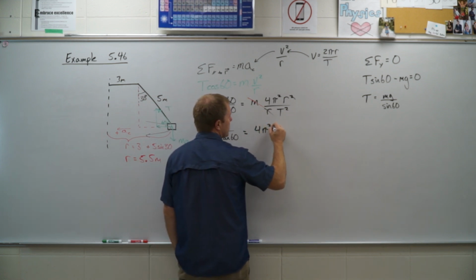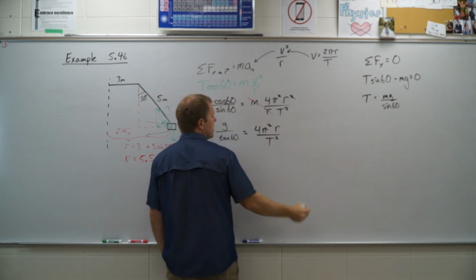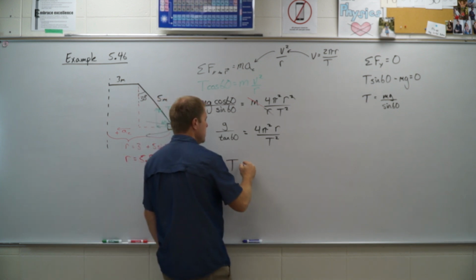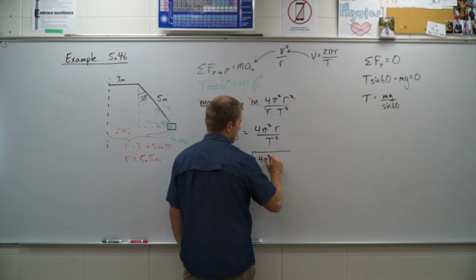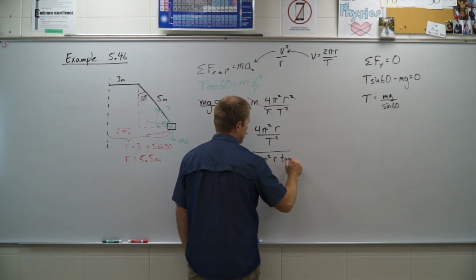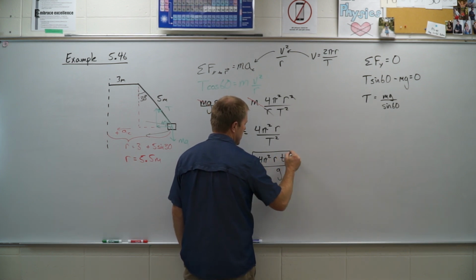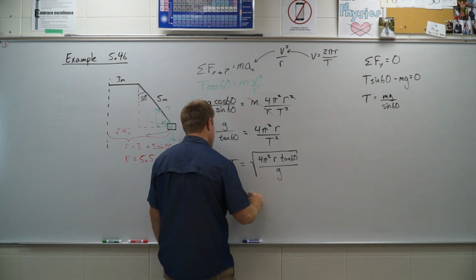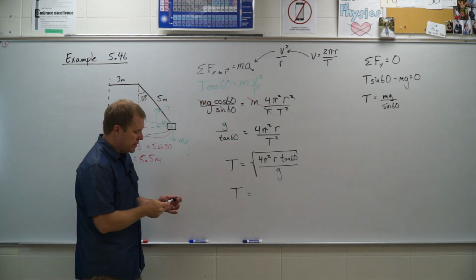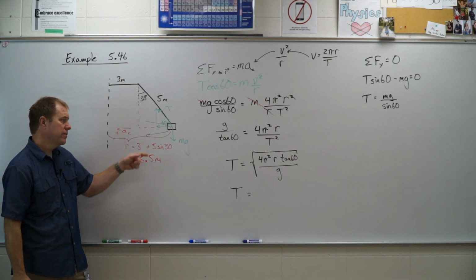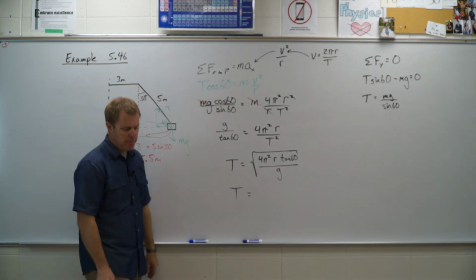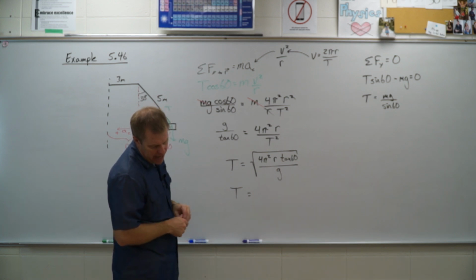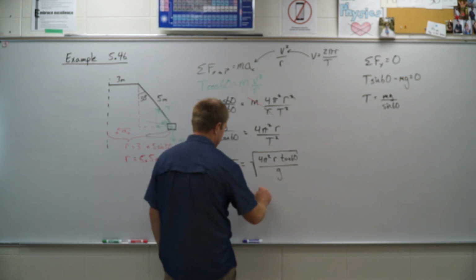So 4 pi squared r over t squared. Solving for t, the period, I'm going to get the square root of 4 pi squared r times the tangent of 60, all divided by g. Again, it does not depend on the mass. All it depends on is that r value that we found earlier and the angle. As you change that angle, that changes the period as well. And so we end up plugging this in and getting something like 6.19 seconds.